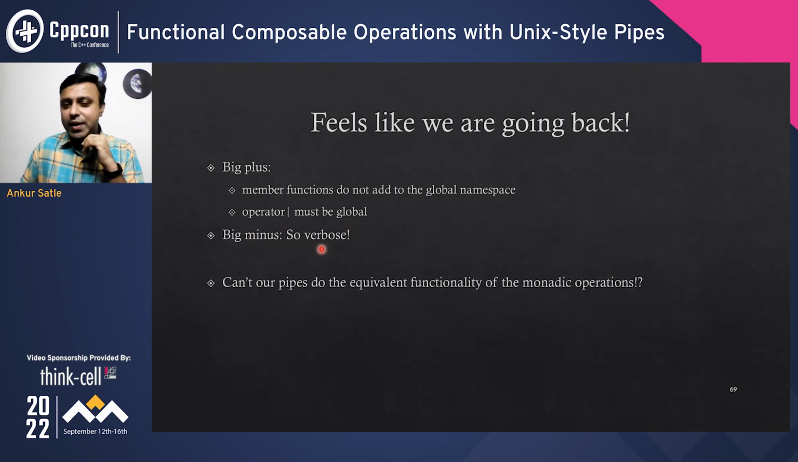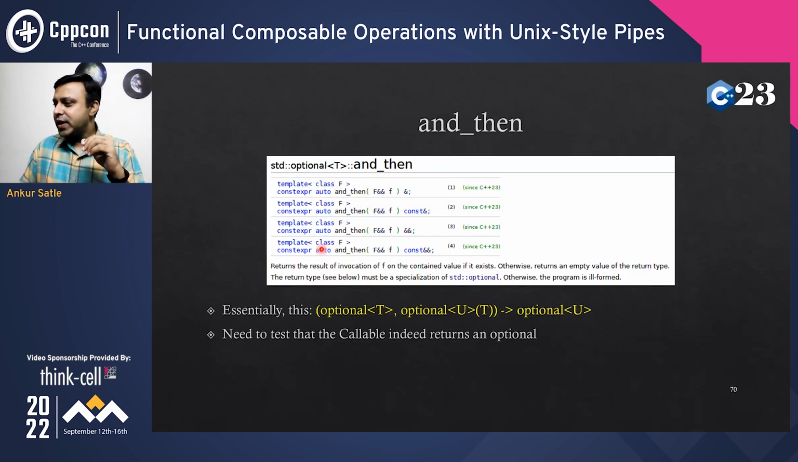Can't our pipes help? Yes, of course. Just quickly looking at what we have from the monadic interface. We have and_then, which is to work with a function f, like you see here. It's going to take the result of the optional itself, the this, and pass its value to this function f, okay? And the function itself returns another optional of U, okay? This could be another optional of T itself.